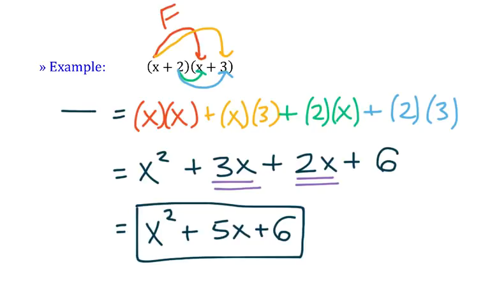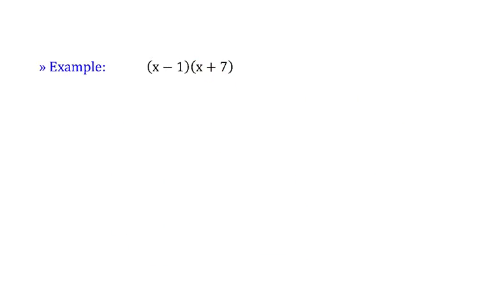As I mentioned, this step here where I really kind of labeled out each piece might not be as necessary as you get comfortable, as long as we understand the first, the outer, the inner, and the last. So let's try 2 more of these. If we have x minus 1 times x plus 7, taking care of our first terms, x times x would give us x squared.